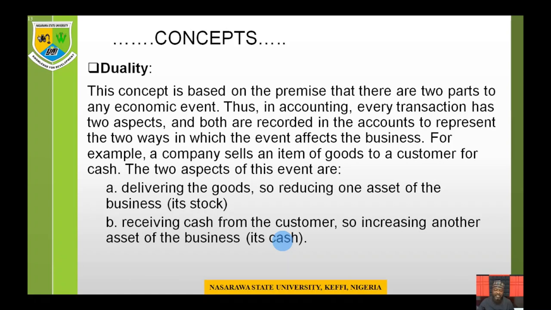In fact, it is this concept that gives birth to the debit and the credit rule. For every debit, there must be a corresponding credit, and for every credit, there must be a corresponding debit, meaning for every receiving, there is giving, and for every giving, there must be receiving. This idea can be traced to the work of Luca Pacioli way back in 1494, a Franciscan monk who came up with the idea of the double entry principle.